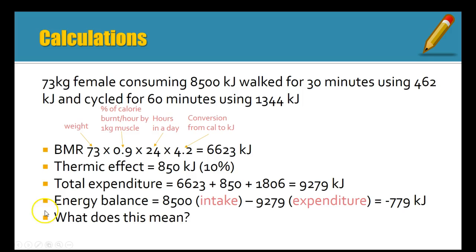So the question is, what does this actually mean? What this means is that this person is consuming less than they're burning, which means over time they're going to be in a kilojoule or energy deficit, which means their body is going to start accessing stored energy in either the form of glycogen or adipose tissue and breaking that down, which means that you will see over a longer period of time a decrease in weight.